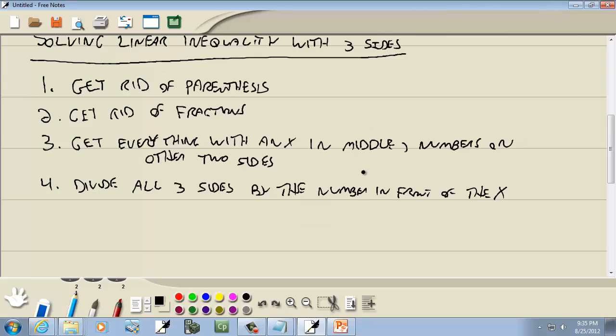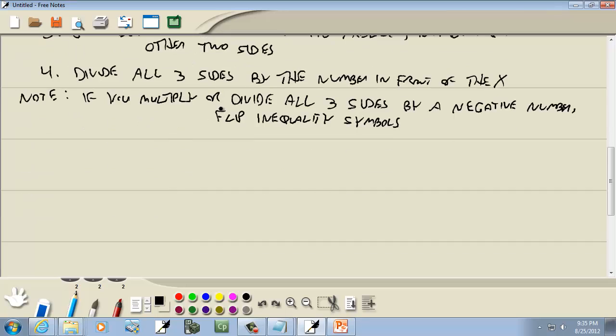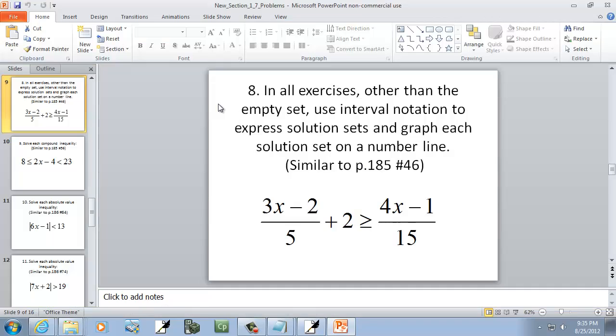Now we still have our note here. Says if you multiply or divide all three sides by a negative number, flip the inequality symbols. Let's take a look at a problem dealing with these steps.